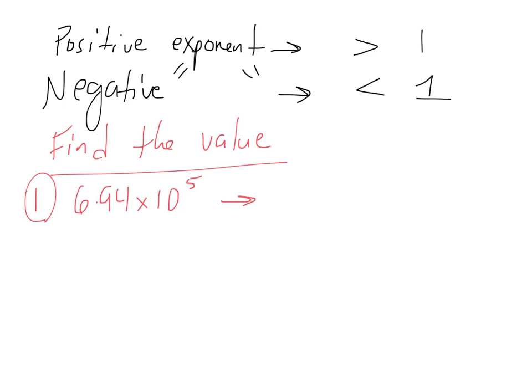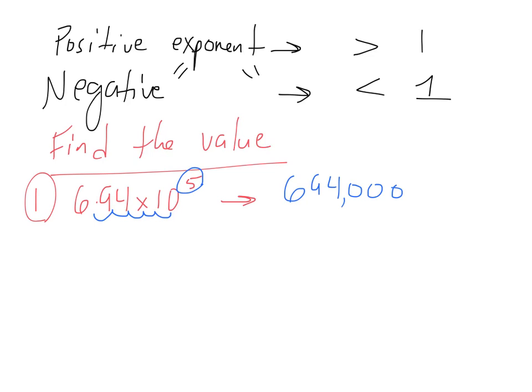But simply put, what we will do is take this decimal point in between the 6 and the 9, and because it's positive 5, we will move it 5 spots. 1, 2, 3, 4, 5. Now anywhere that there is a loop without a number, we will add a 0. So long story short here, we have 694 with 3 zeros attached to it, making 694,000.